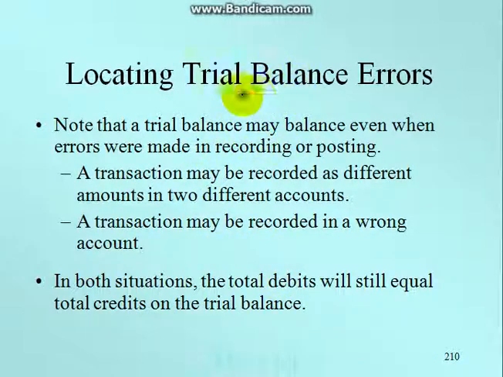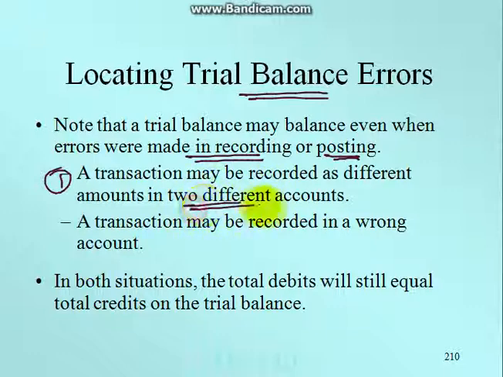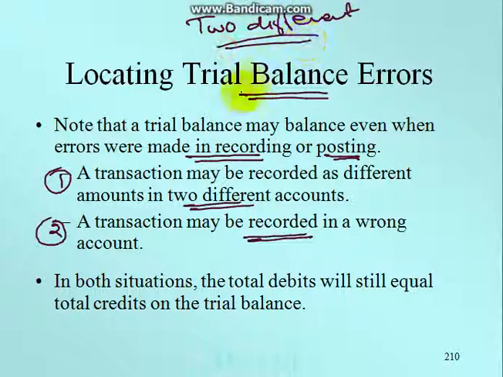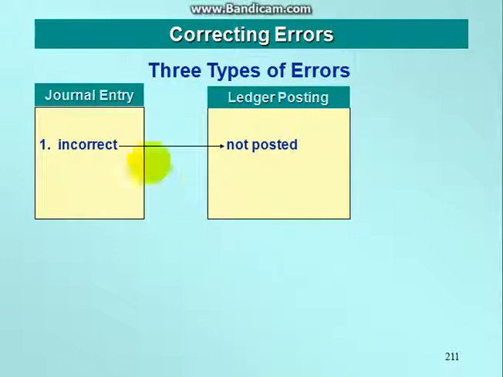Now how do we locate the errors in the trial balance? The trial balance may be balanced even when errors are made in recording or posting. First, a transaction may be recorded with different amounts in two different accounts. Second, a transaction may be recorded in a wrong account. So with two different accounts, we have to locate where the errors are. In both situations, the total debit should be equal to total credit.